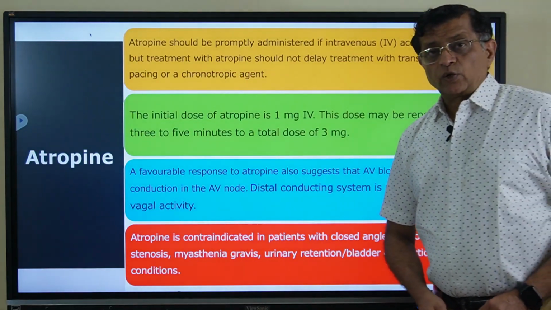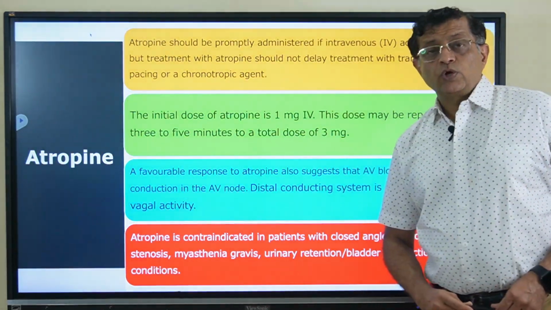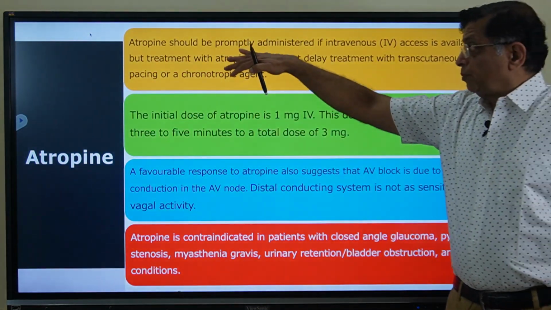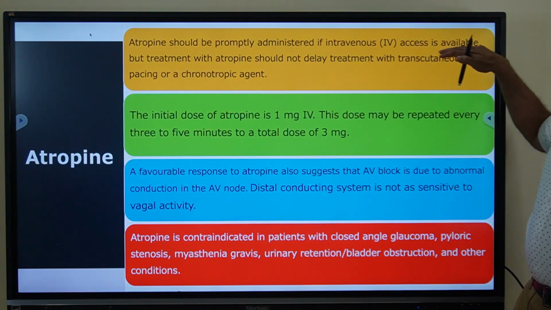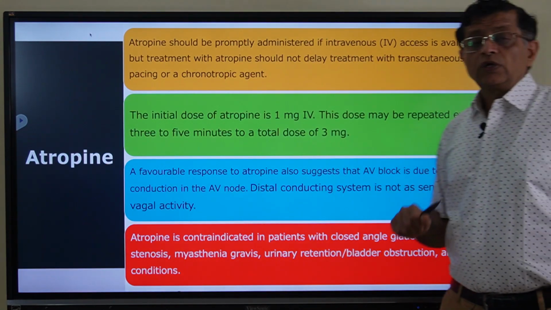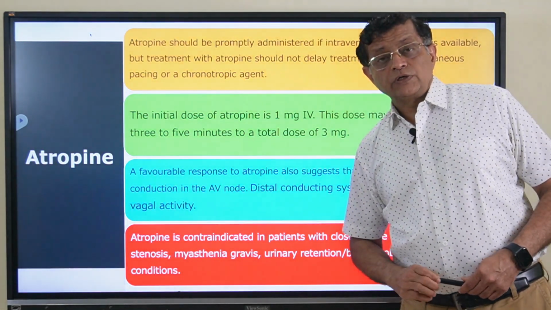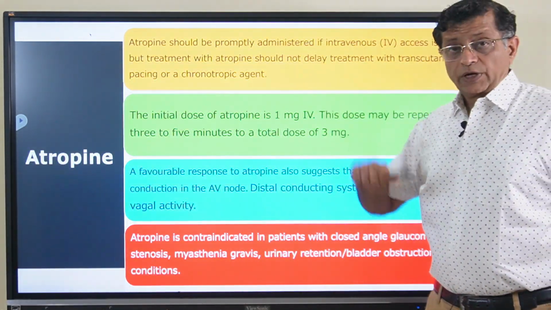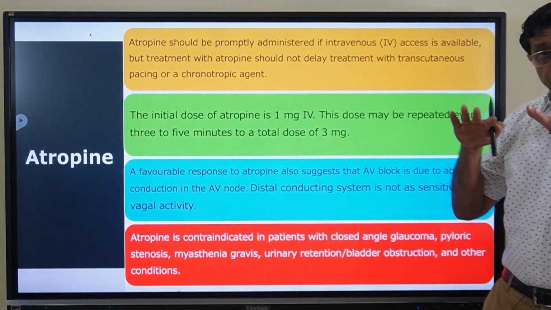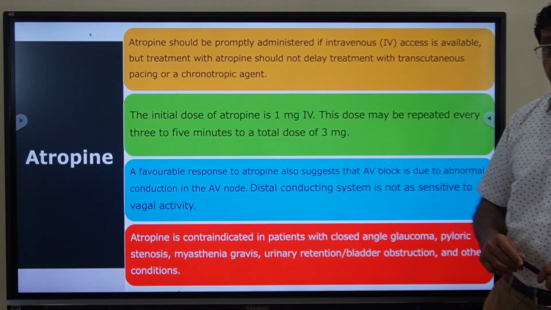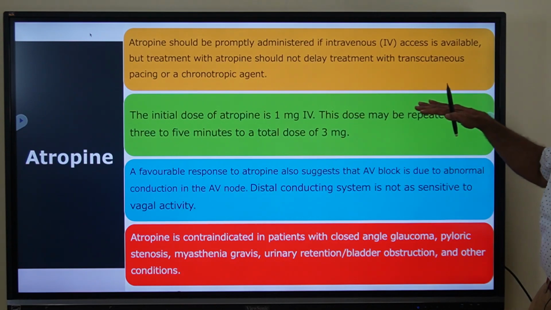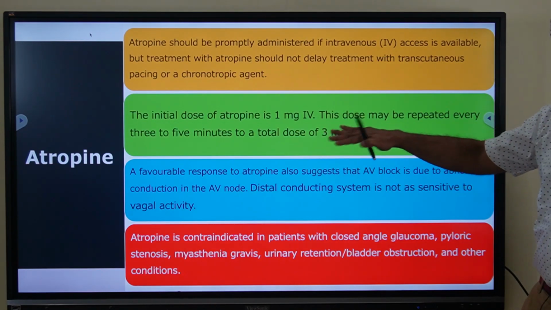Now, a few words about atropine. Atropine is the first drug you give in the ACLS bradycardia algorithm. Atropine should be promptly administered if intravenous access is available, but treatment with atropine should not delay treatment with transcutaneous pacing or a chronotropic agent. Why? Because usually in complete heart block, the problem is below the level of the AV node and atropine is not going to work there. The initial dose of atropine is 1 milligram. You can repeat it 3 times, so the maximum permissible dose is 3 milligrams.